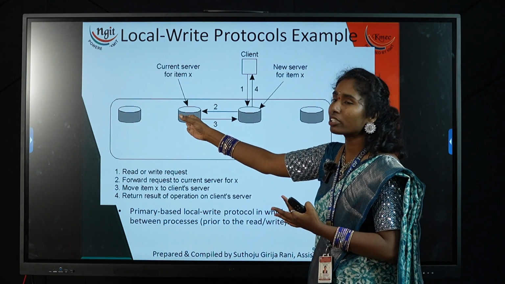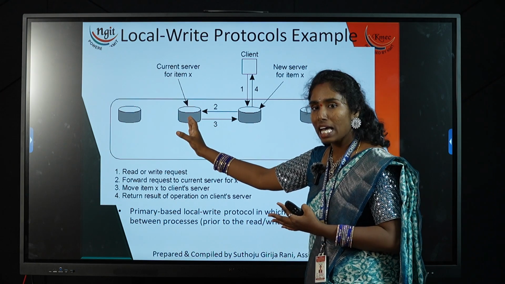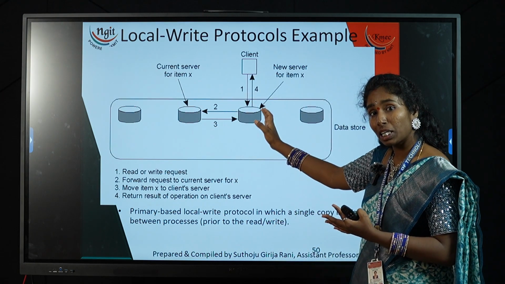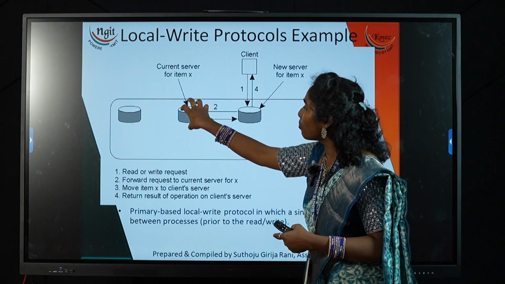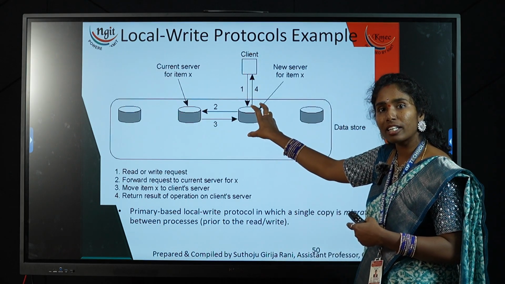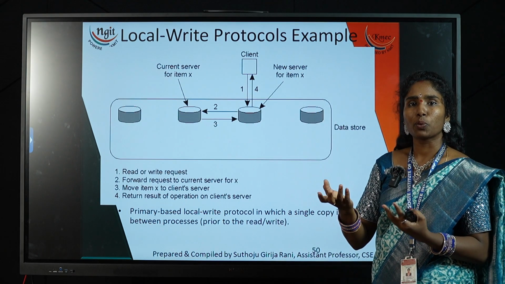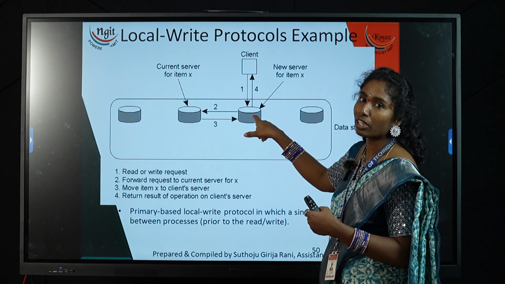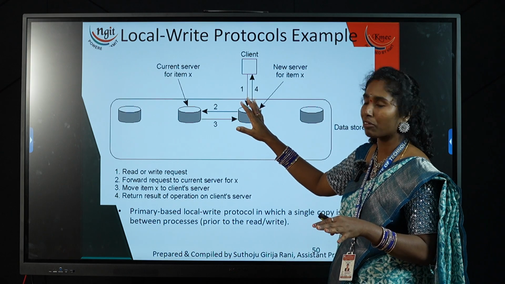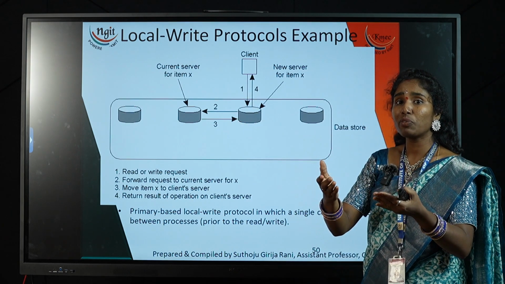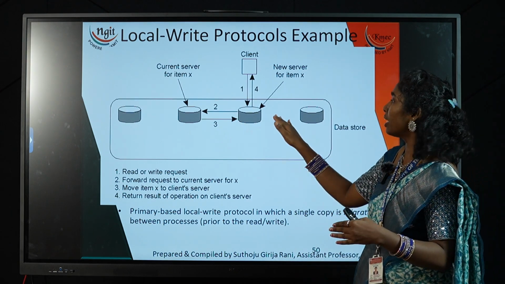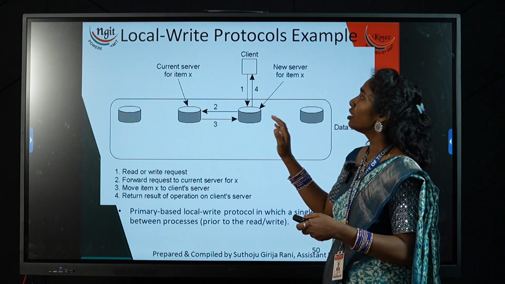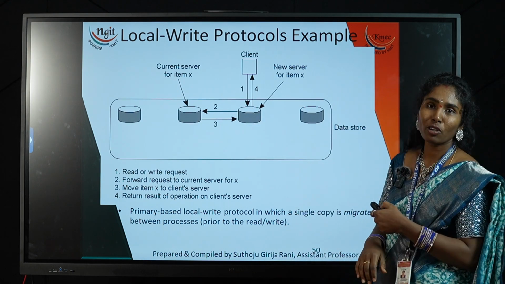So this is an old server. Okay, the old server has the data. The new server is requesting the data. So from the old server, we should migrate the data and the client must get the response. That's it. So the client should get service from this server. That is the only agenda we have. But from which end we get the data is a server-end decision. Got this? So this is about the local write protocol example.